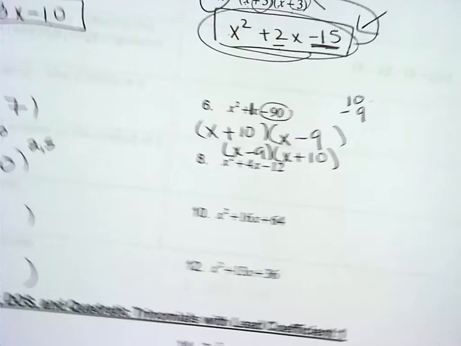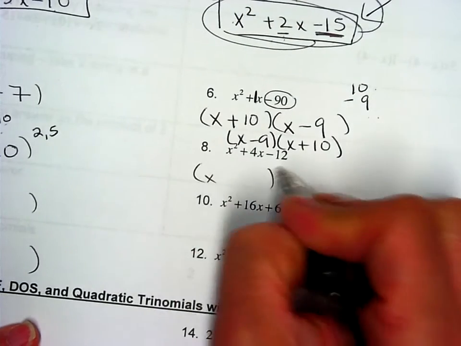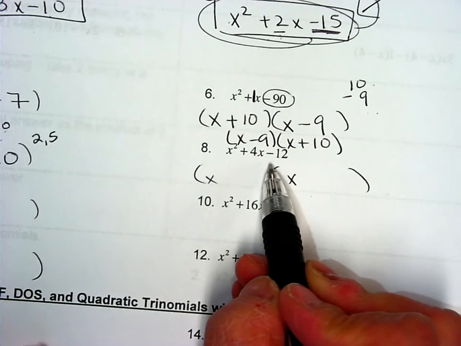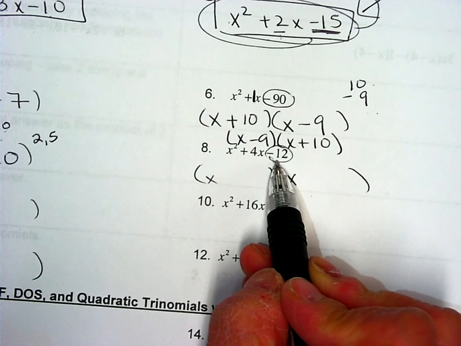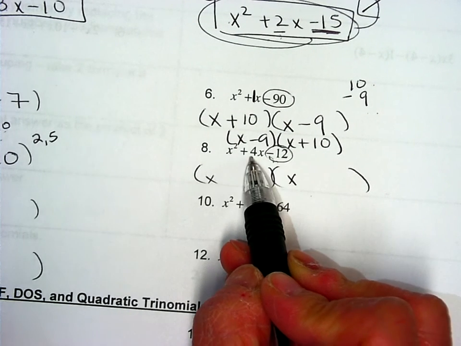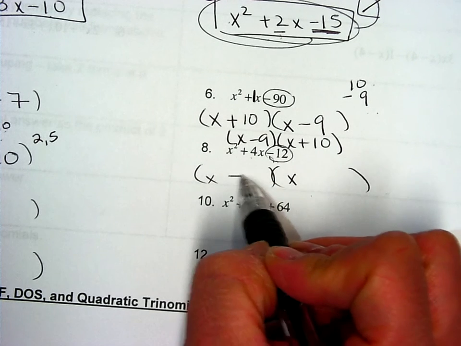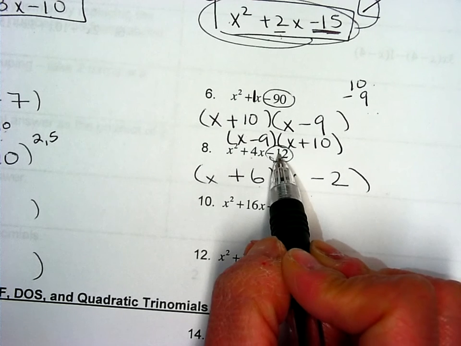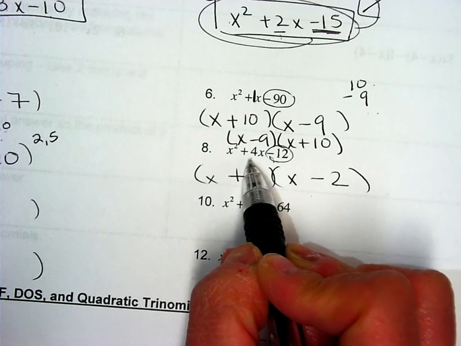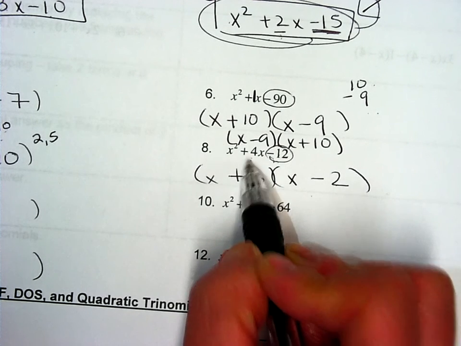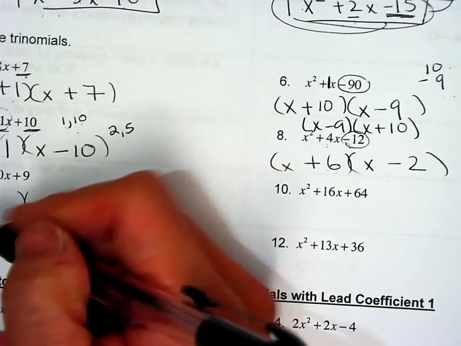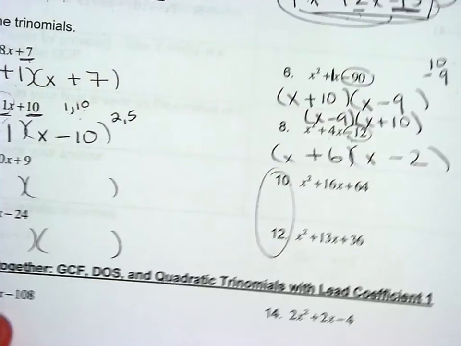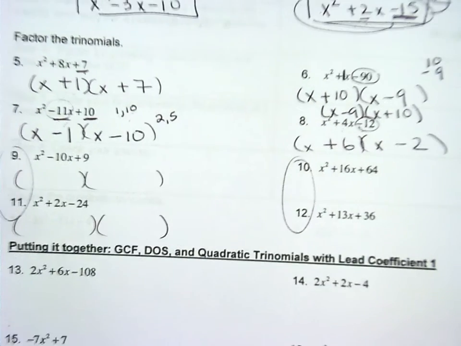Okay, the next one, x. I need 2 numbers that multiply to negative 12 but add up to positive 4. So that's going to be plus 6 minus 2. 6 times negative 2 is negative 12. 6 plus negative 2 is a positive 4. Okay, pause this video right now and you try the last 4 on your own, and then when you're done, unpause it and you can check your answer.